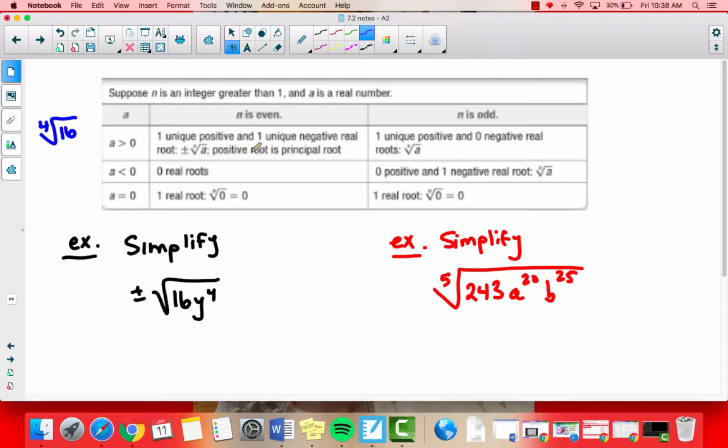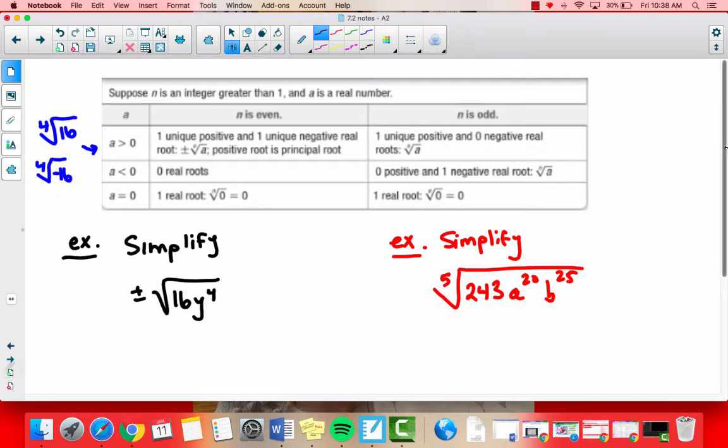And it's just telling you here that your positive root would be your principal root. Okay, so this would get you 2 answers. But then I could have something where it's the fourth root of negative 16. So that would be when my a is less than 0. Well, you can't have any exponent to a fourth power that's going to get you a negative number.